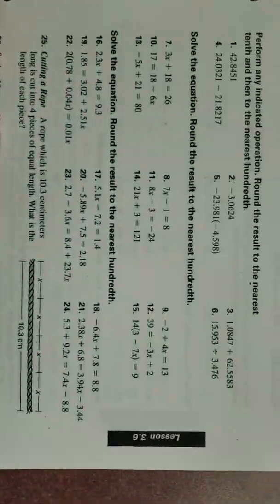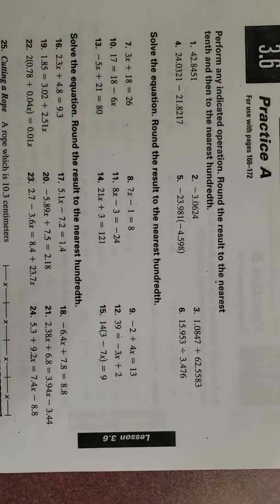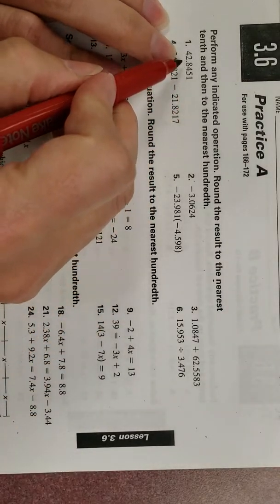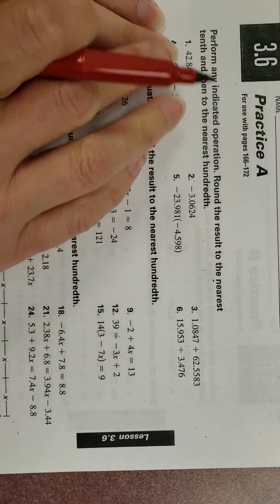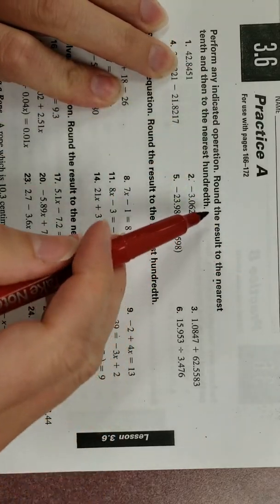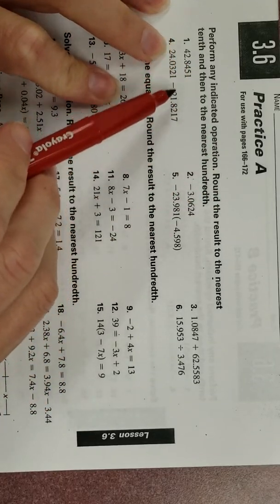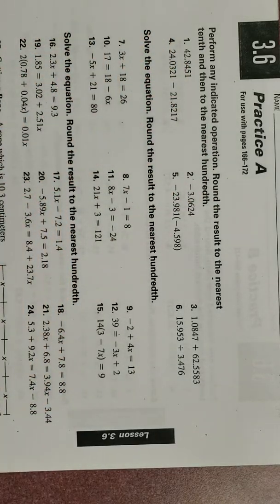This is pretty straightforward, but the instructions for the top section are needlessly confusing. So it says to perform any indicated operation. There are no operations here. So that part's done for 1 and 2. Then round to the nearest 10th, and then round to the nearest 100th, and that's the original number.